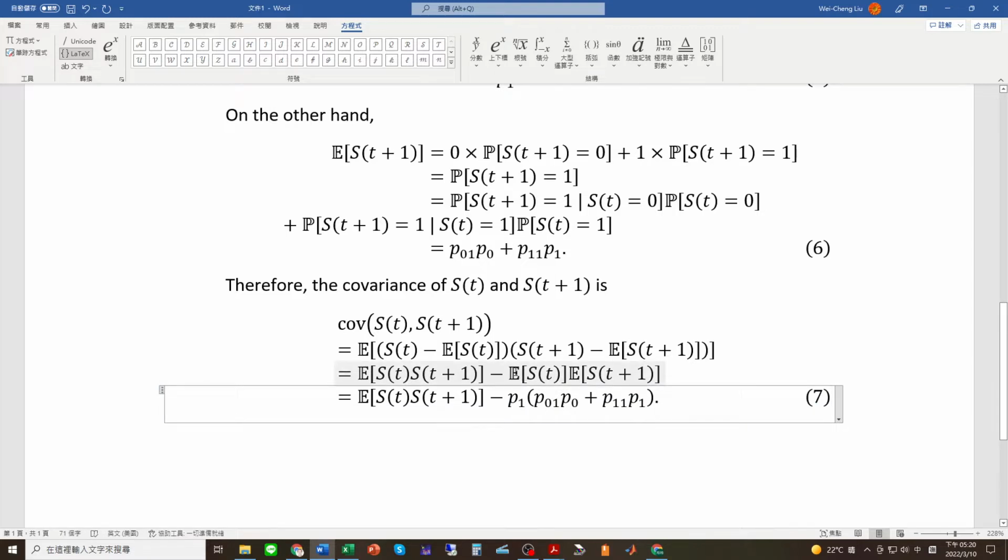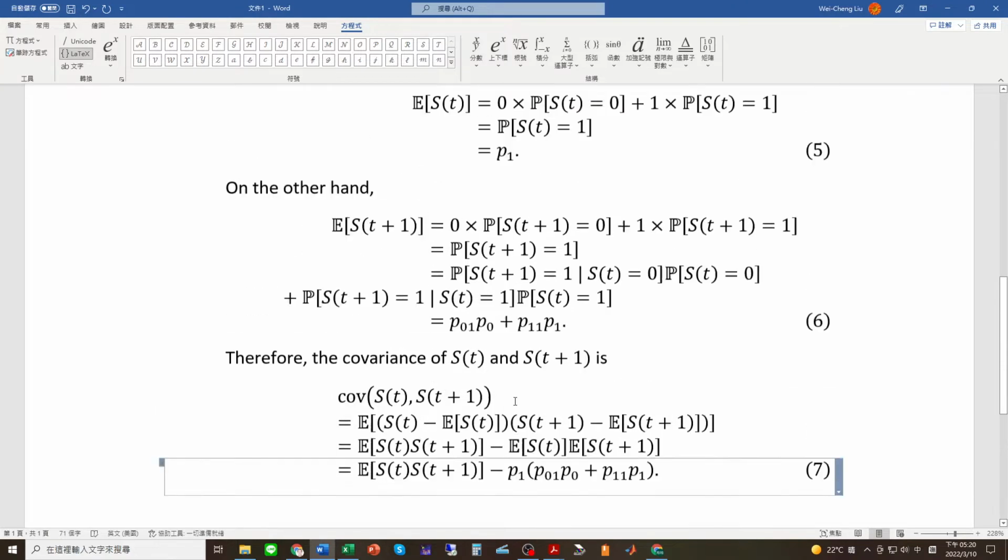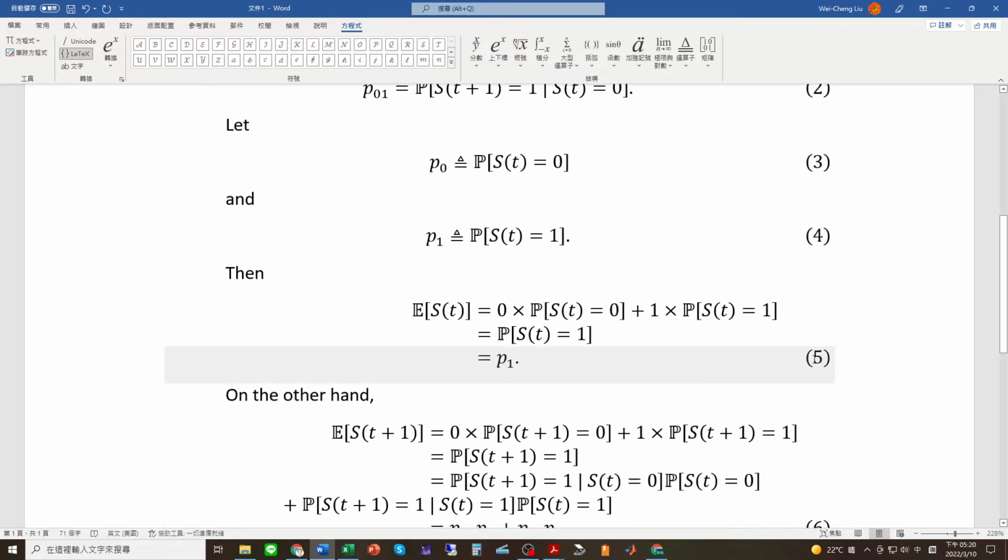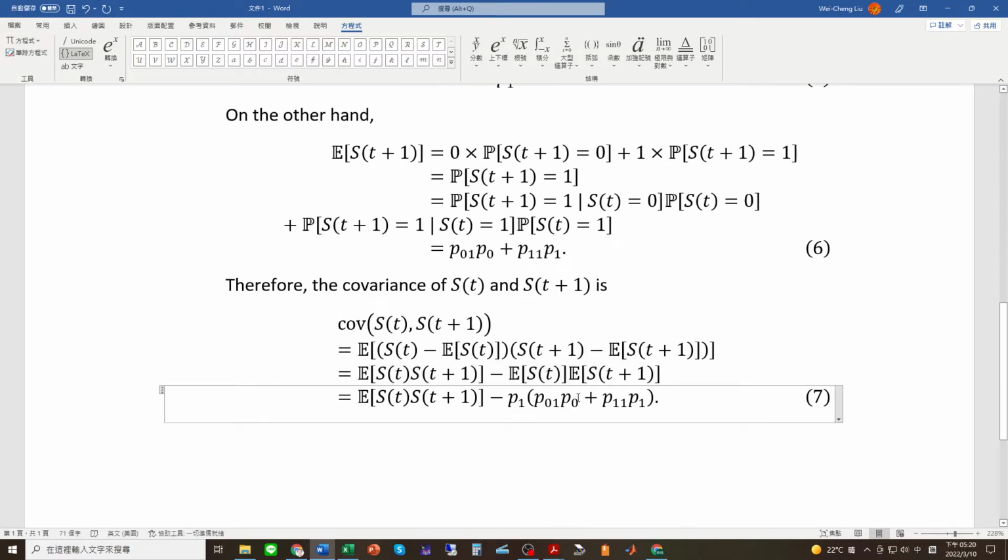We know that the expectation of S_t is equal to P1, which has been found in equation 5. And the expectation of S_{t+1} is equal to P01 times P0 plus P11 times P1, which has been found in equation 6.